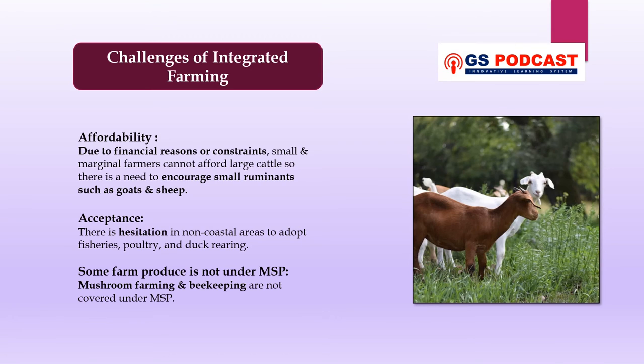Now, third one is that some farm produce is not under minimum support price, such as mushroom farming and beekeeping, which are not covered under the minimum support price. So better integration with the food processing industries and hotel industries is therefore necessary for the income generation of the farmers. So these are some of the challenges and limitations of the integrated farming system.